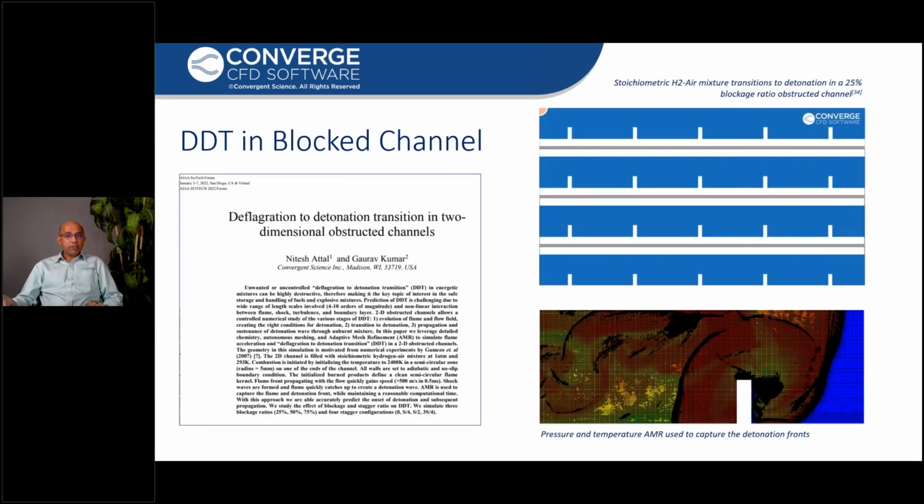This numerical work of predicting deflagration and detonation transition of hydrogen flame clearly depicts the advantage of using innovative features of CONVERGE. AMR based on temperature and pressure can be seen to capture the propagating shock wave and the flame front on the bottom figure. So you can see how the flame is propagating over the obstacles and quickly transitions on to a detonation front. In fact, this is hydrogen air mixture transitions to detonations in a 25% blockage ratio in an obstructed channel.